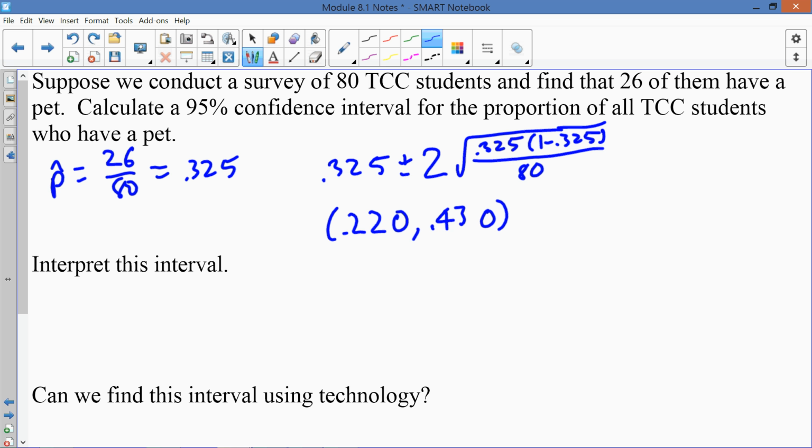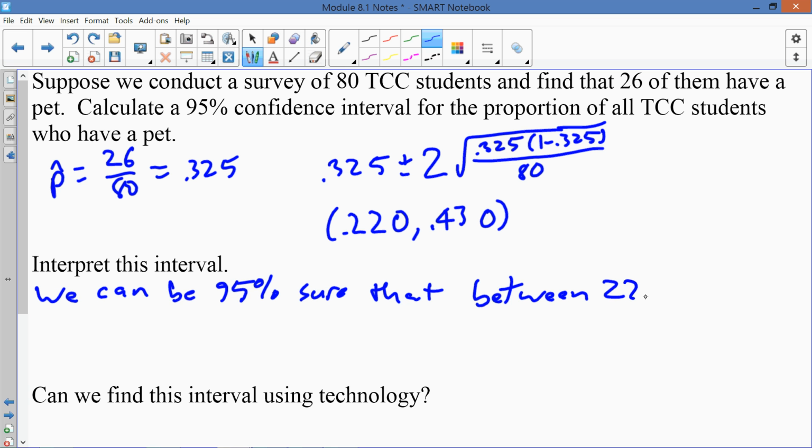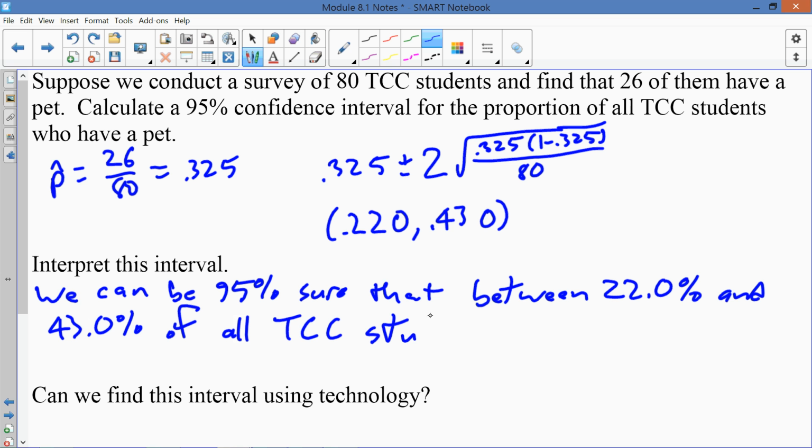What does that confidence interval mean? Well, it means we can be 95% sure that between 22.0% and 43.0% of all TCC students own a pet. Okay, so the 32.5%, here I'll rewrite this as 32.5%.